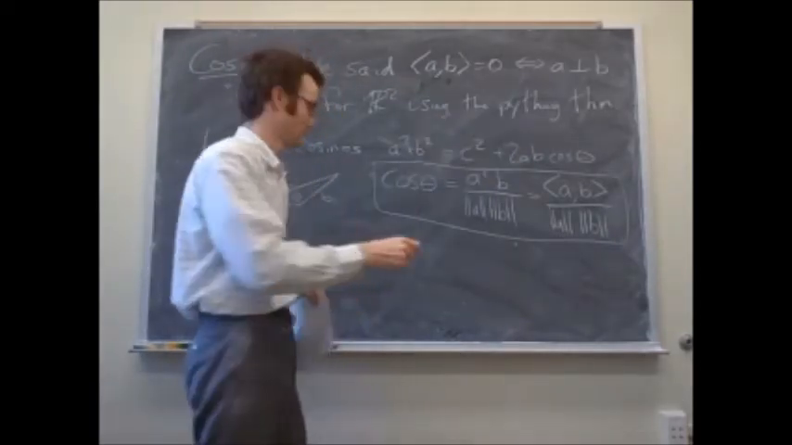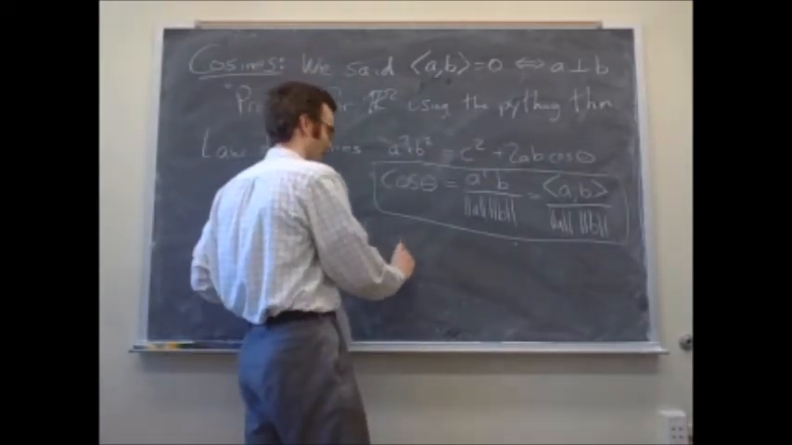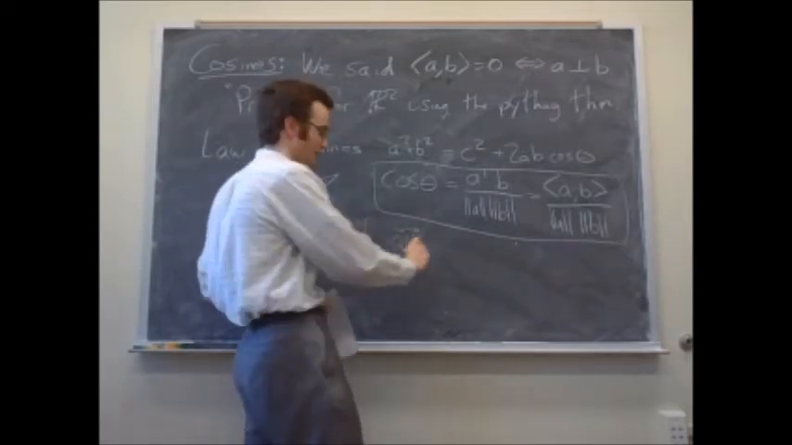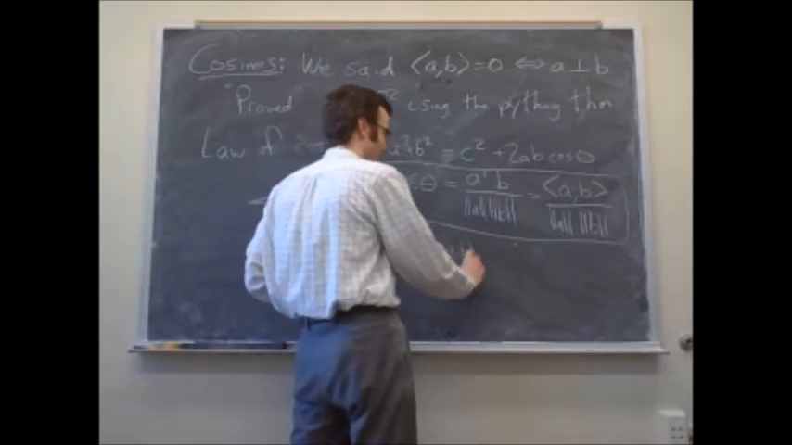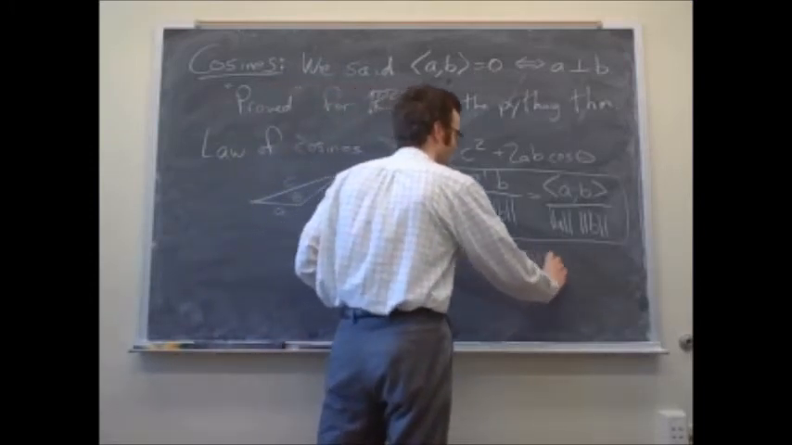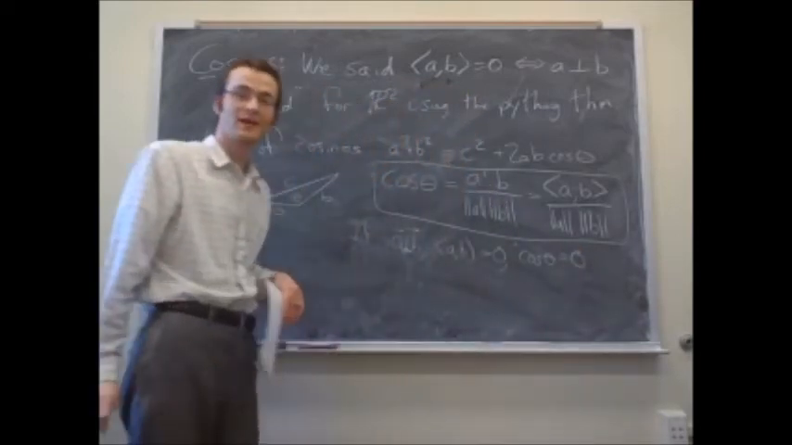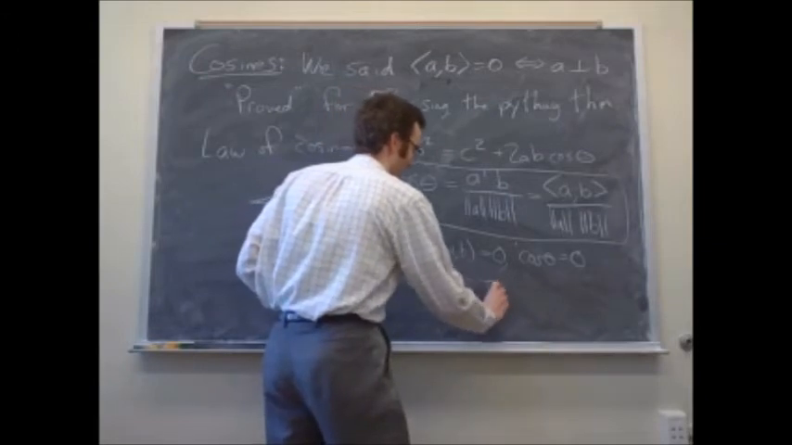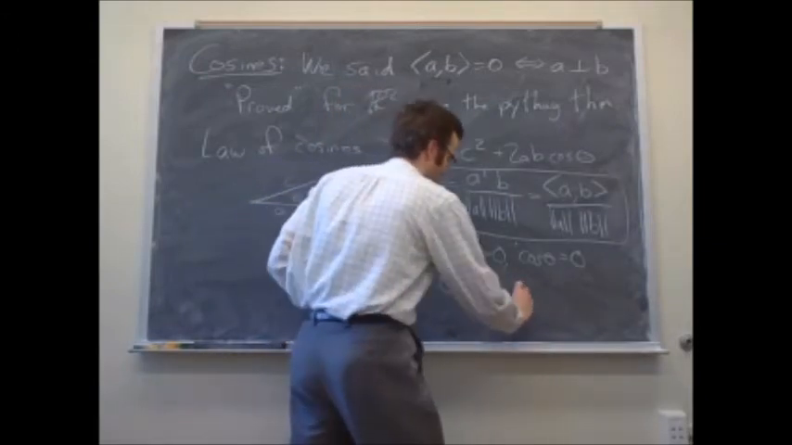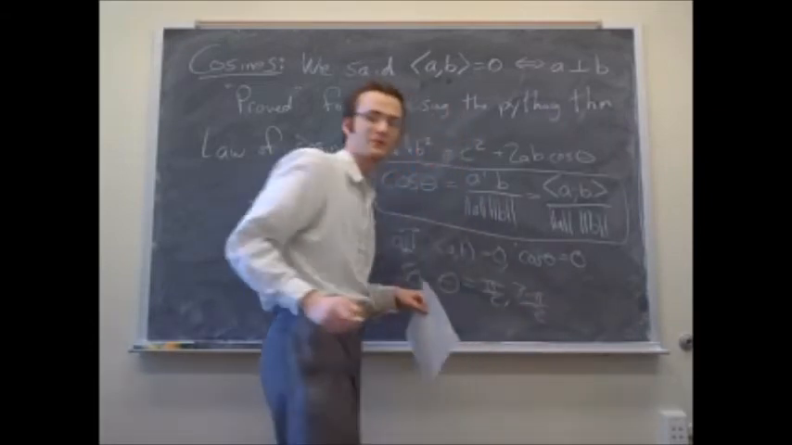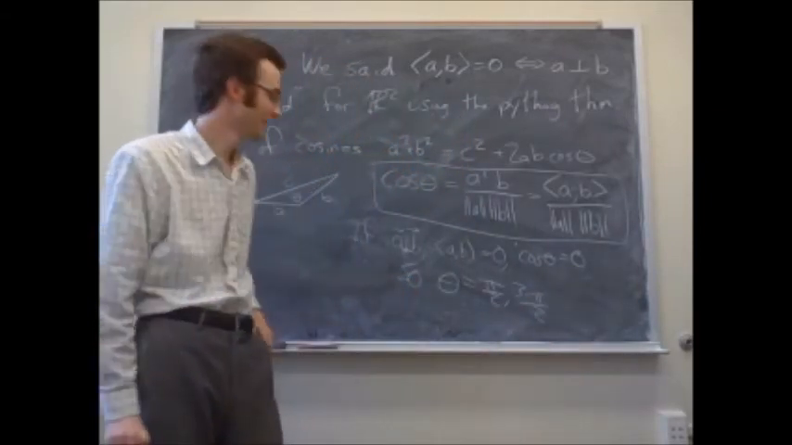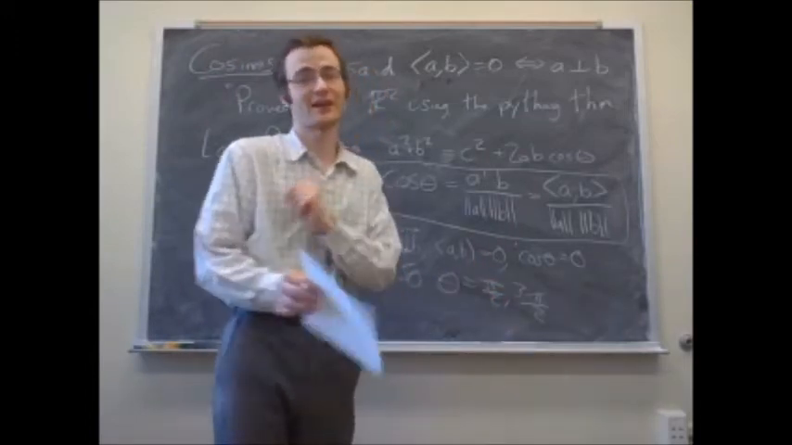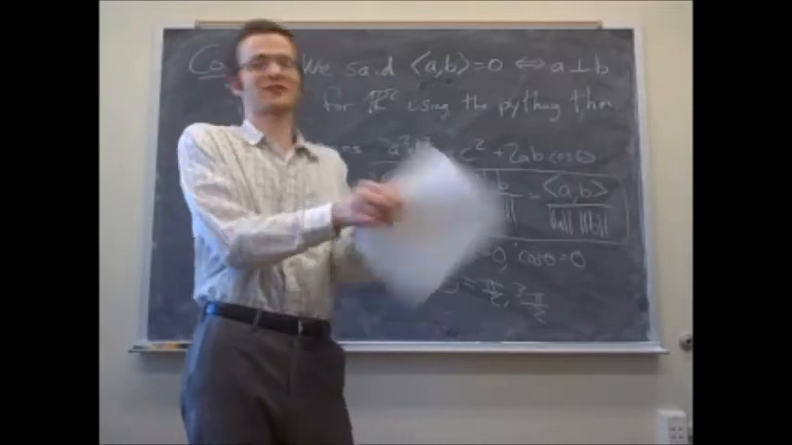If A and B vectors are orthogonal, then A comma B equals 0, so cosine of theta equals 0, and so theta has to be pi over 2 or 3 pi over 2, if you want to say that one. But in any case, both of those angles represent when they're 90 degrees away from each other, just one in one direction, one in the other direction.